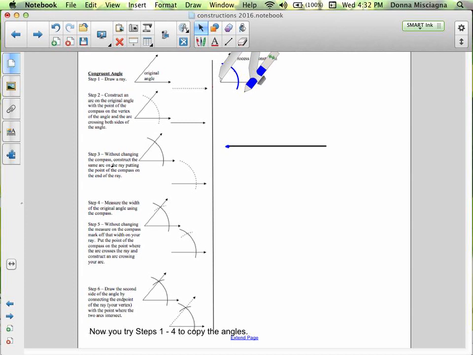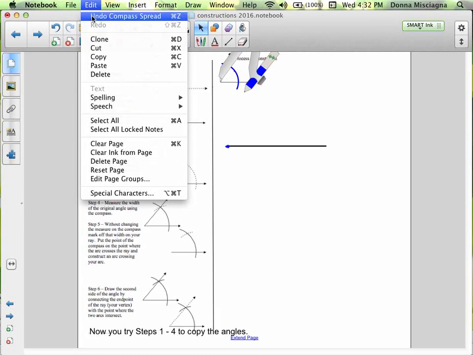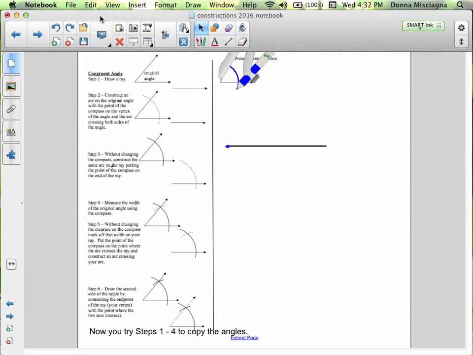I have the handy dandy little, and it should undo compass spread. Ta-da! You don't have that. There we go. Come on, compass. Okay, now I'm going to draw the same arc here.